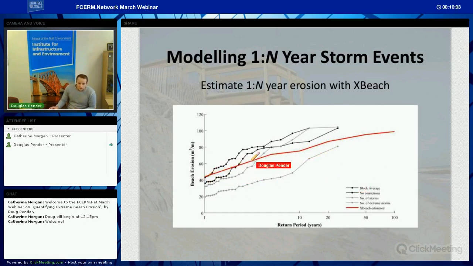So you can see here that it's a pretty good fit through the middle of the measured profile data, but what is interesting to note is that the 1 in 100 year erosion level is actually less than the estimated 1 in 25 year erosion level from the empirical data. So this shows a major limitation of using a 1 in n year designed storm event.